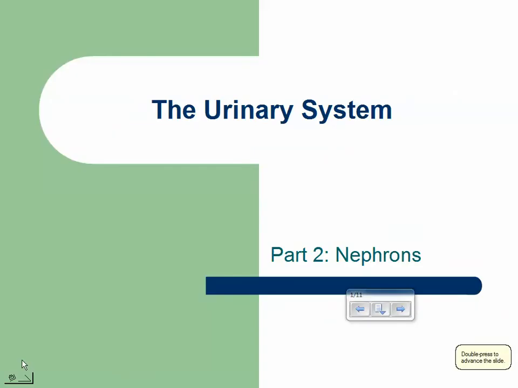Welcome to part 2 of our urinary system lecture. This time we're going to talk about the nephrons, which are in the kidneys, and they're what's doing all the work of filtering the blood and creating the urine. This lecture is going to match up with pages 521 to 524 of your textbook that talks about the nephrons and then talks about the steps of urine formation.